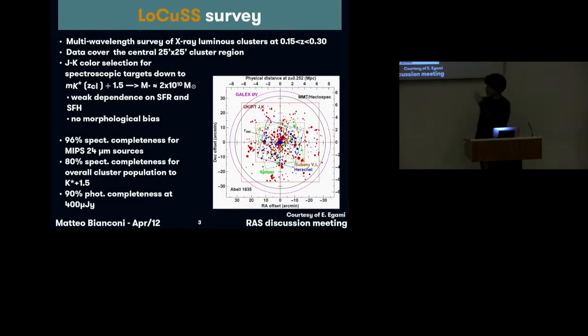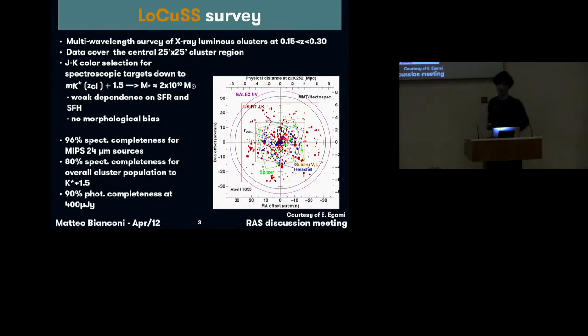LoCuSS is a rather ideal tool for this, given that it targets the most massive and most luminous X-ray clusters at rather local redshift. We are talking about 50 in this case. It's ideal in the sense that it includes very extensive coverage, both in terms of wavelength, from X-ray all the way down to far infrared, together with optical spectroscopy, but also in terms of area covered by these instruments.